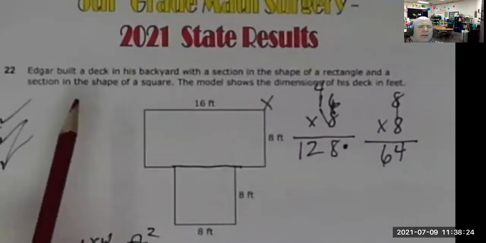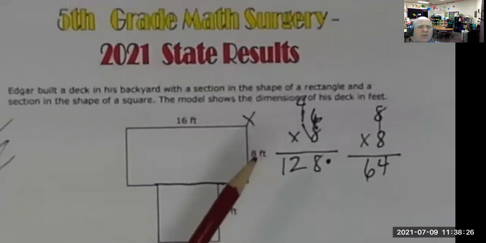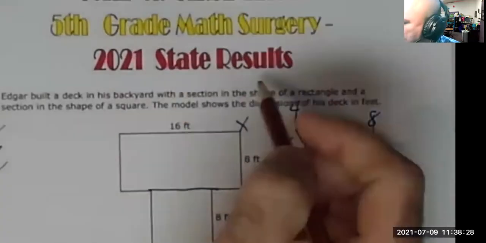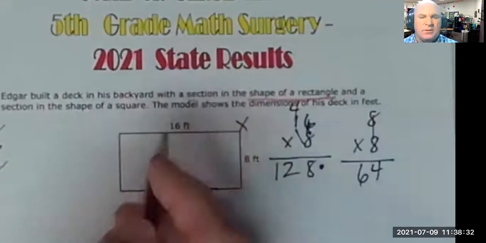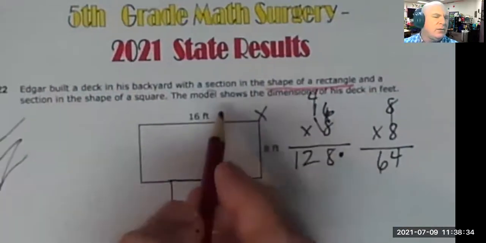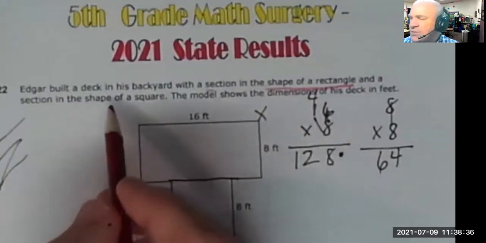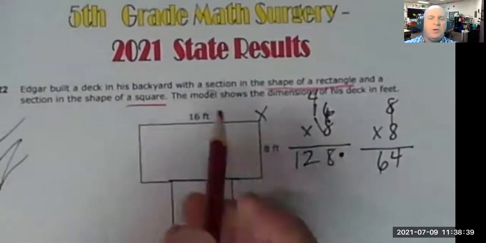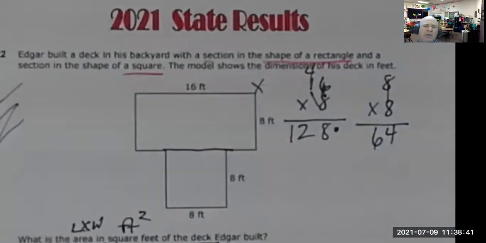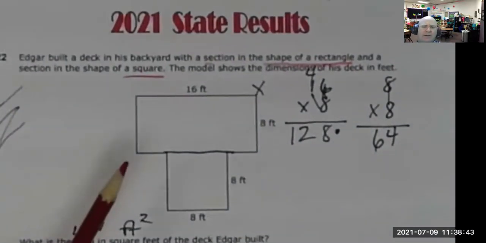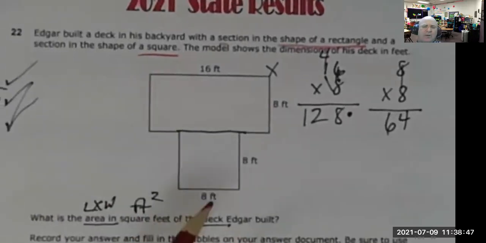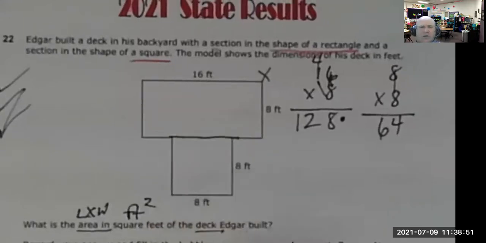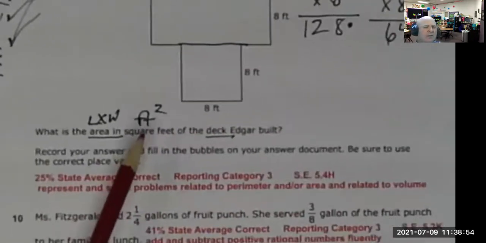Edgar built a deck in his backyard with a section in the shape of, here it is, a rectangle. There it is. And a section in the shape of a square. And so we know that when you're doing the area of a rectangle, it's length times width, and the area of a square is also length times width. So let's see how well your students did in Texas.